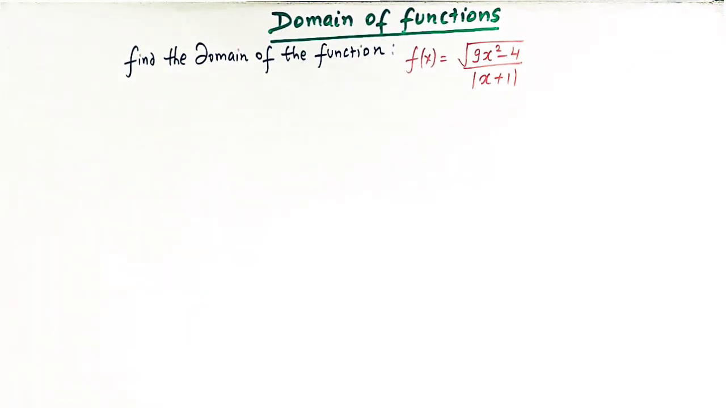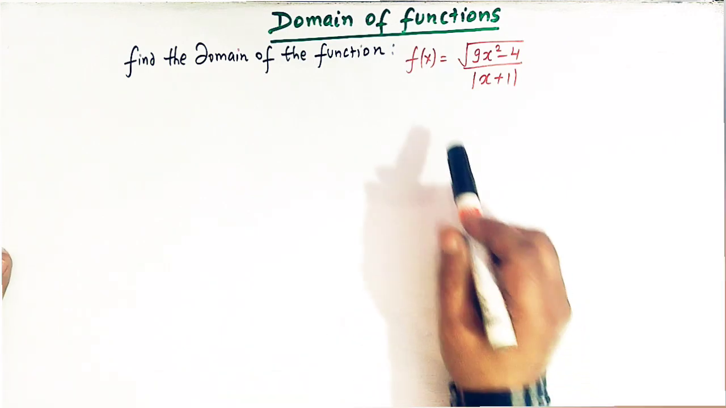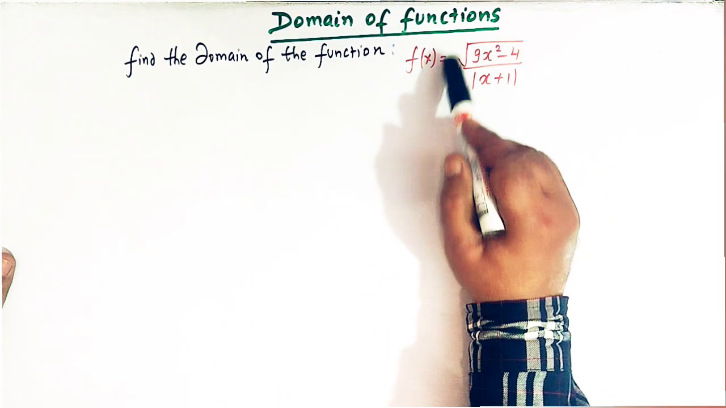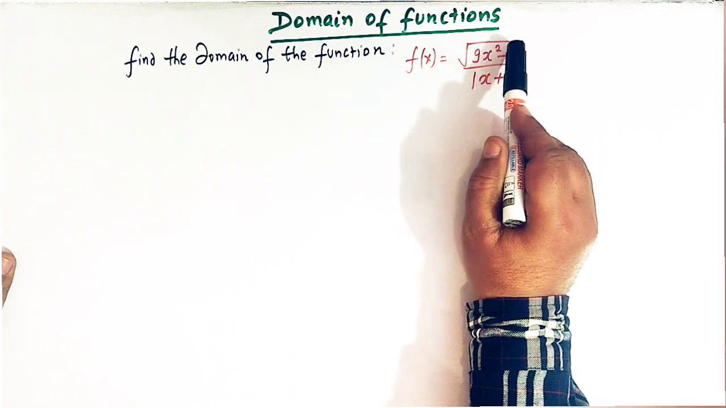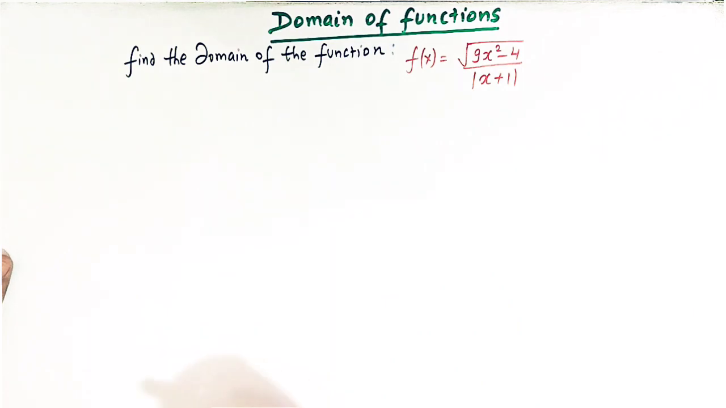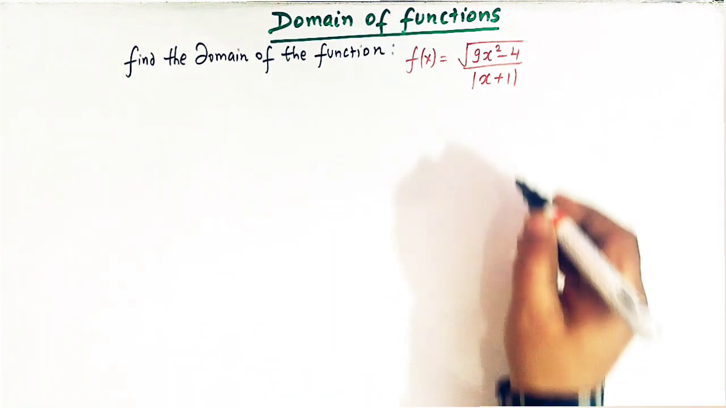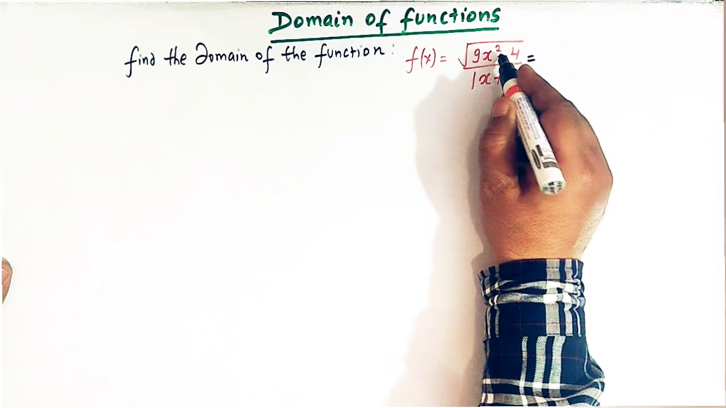So we have already solved a number of problems related to finding out the domain of functions. And in this class, we'll find out the domain of this function, which is the quotient of the square root function and the absolute value function. Right. So here we have the quotient of two functions.